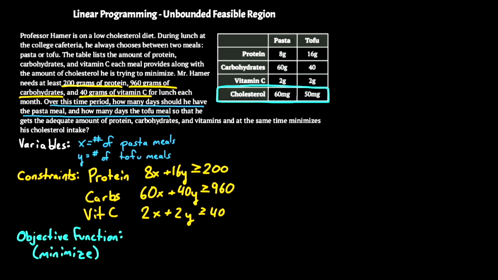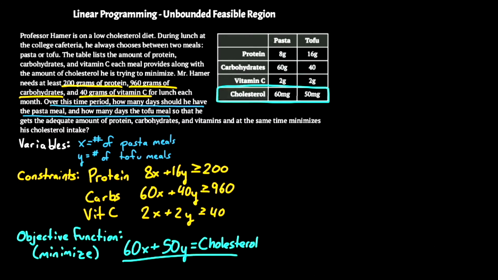All right, so the objective function has to do with cholesterol, and we know that there's 60 milligrams for the pasta meal. And we said pasta is x, so I'm going to say 60x plus, and then 50 milligrams for tofu, so plus 50y. And I don't know what this actually equals as a value, but that's going to tell me the amount of cholesterol that he would consume in a month.